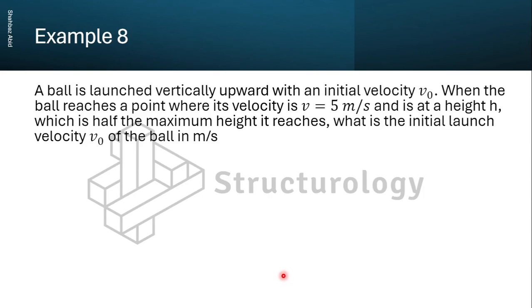Now when the velocity is equal to 5 meters per second, at that instant the height was half of the maximum height it has reached. So we know when the height is maximum, the velocity at that instant is 0, so we can pick that as our final position, and the initial position to be having velocity equal to 5 meters per second and the height to be half of the maximum height.